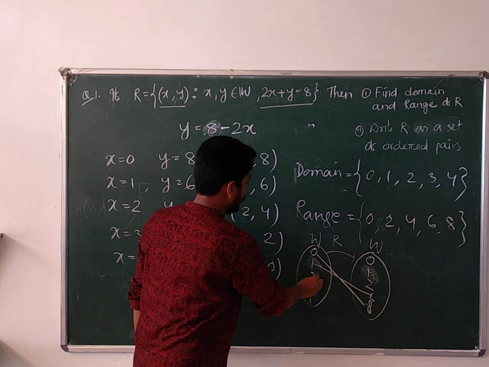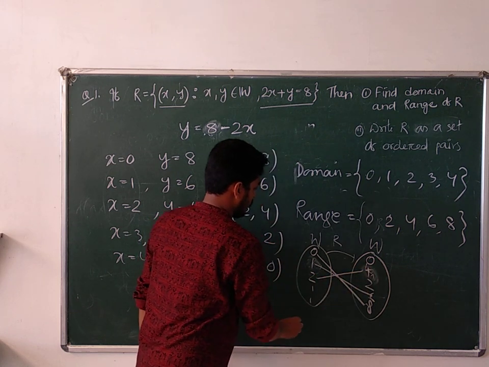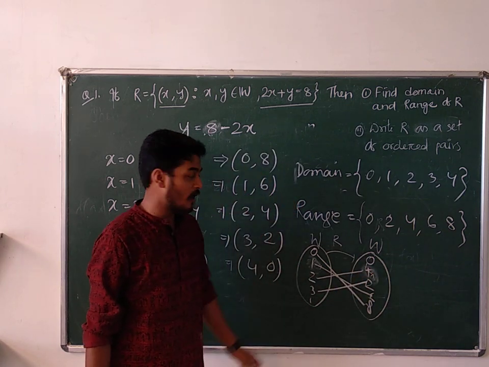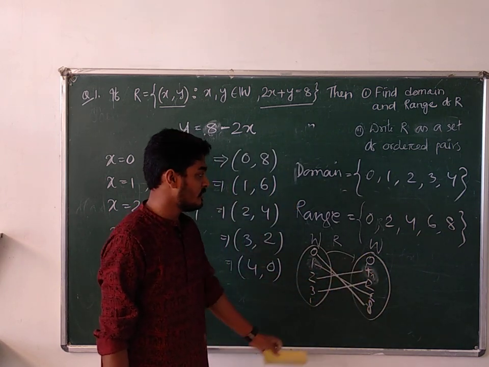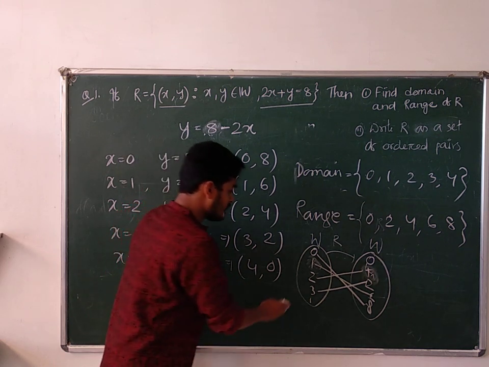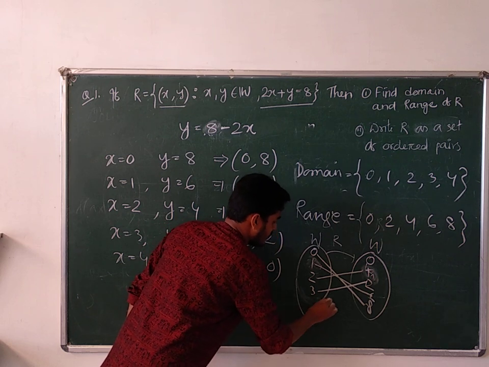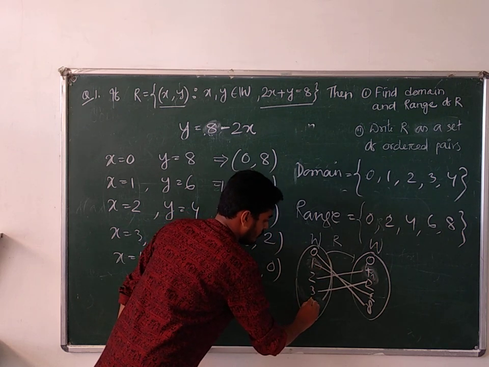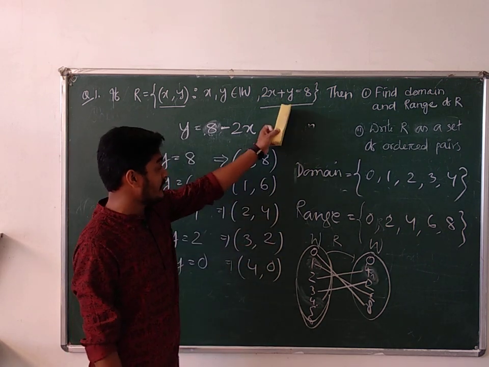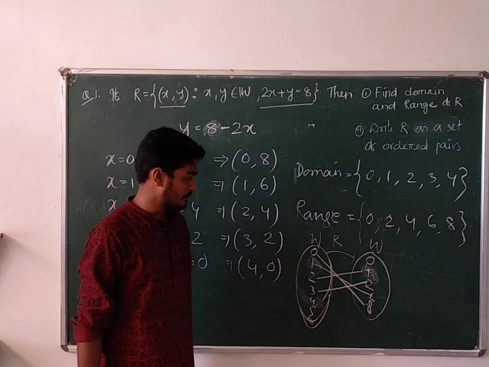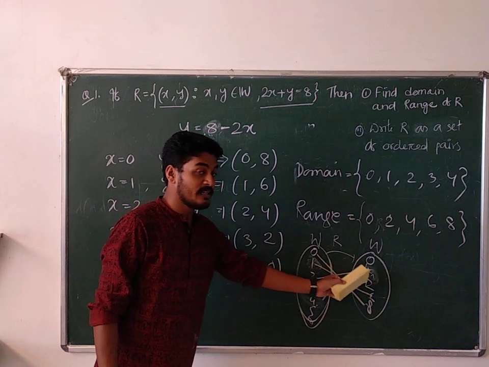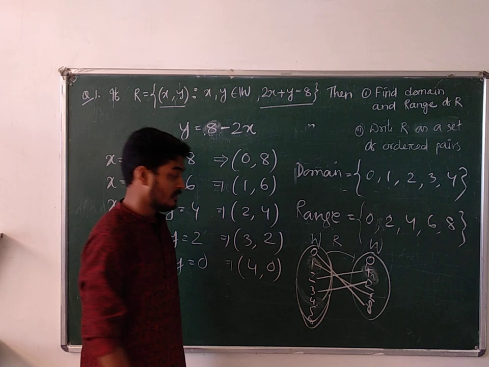2 is related with 4, 3 is related with 2. All those whole numbers are there. Out of all those infinite whole numbers, only these whole numbers are related. Got it? In this set, how many whole numbers are there? 1, 2, 3, 4, 5, 6. So many whole numbers are there. But under this condition, 0 is related with 8, 1 is related with 6, 2 is related with 4, 3 is related with 2, like that only.